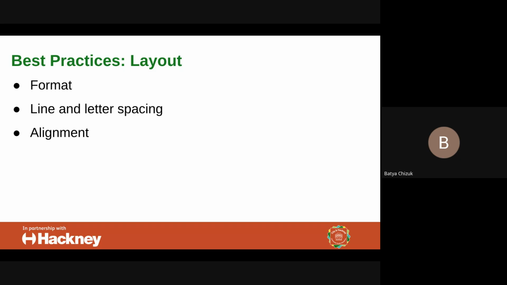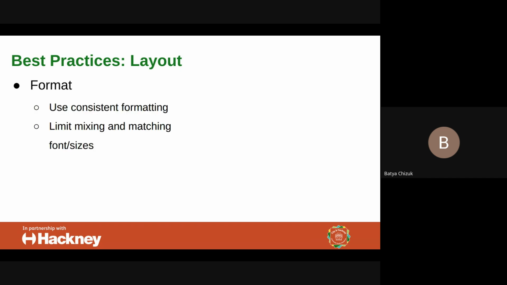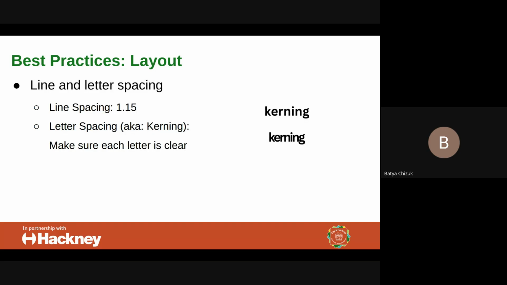So you're looking at the format, the line and letter spacing and the alignment. Next slide gives you some examples. Next. So be consistent and don't mix and match font sizes. Next. So line spacing 1.15. In other words, you don't want your lines right next to each other. And then there's something called kerning. Kerning is the space between each letter. So the first example is nice and clear. In the second one, the R and the N run into each other. It might say Kemming. It might say something else because they're too squashed together for everyone to read, which is what we're aiming at. Next.